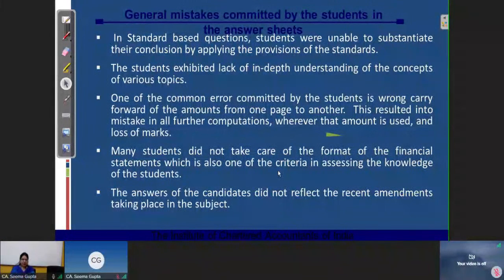What are the general mistakes committed by the students? Now come to that. What are the general mistakes committed by you people? In standard-based questions, students are generally unable to substantiate their conclusion by applying the provisions of the accounting standard. This we have already told you. And lack of in-depth knowledge of the concept is reflected in the answers. So please be more specific in your answers. Don't write general answers where the lack of conceptual understanding is reflected, because then the examiners would not be able to give you marks.